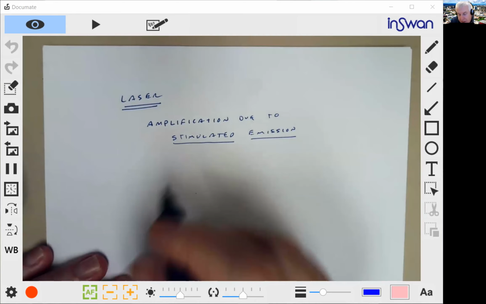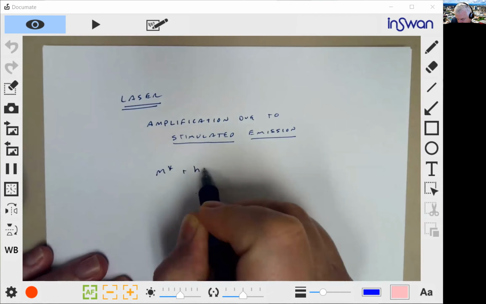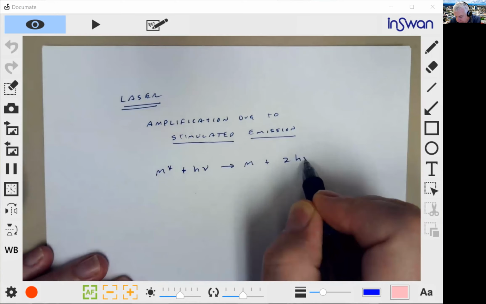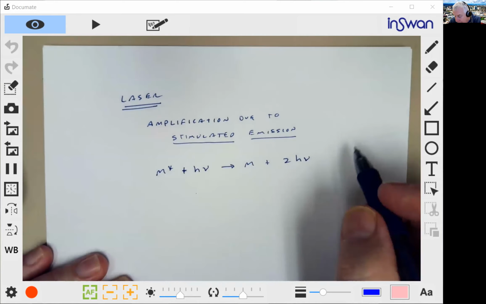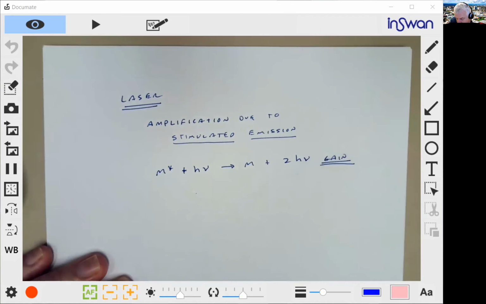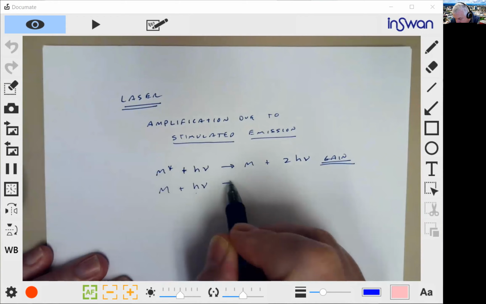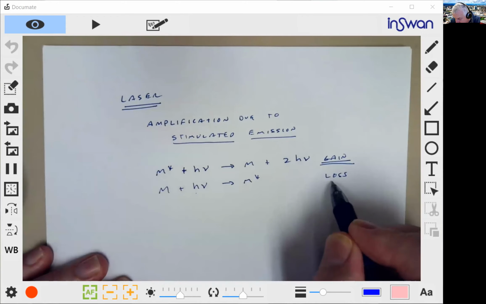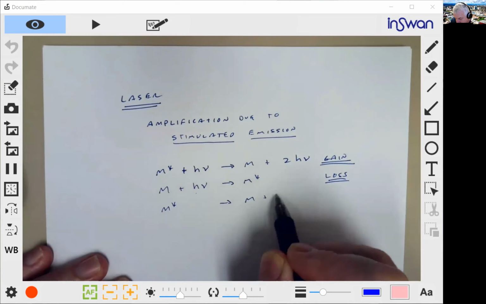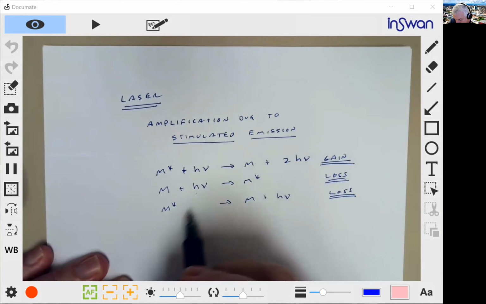So stimulated emission then is M star plus h nu makes M plus 2h nu. And this is a gain expression for a laser. And then a loss expression might be M plus h nu makes M star. And this is loss, right? And then M star makes M plus h nu. This is also a loss. This is called spontaneous emission.